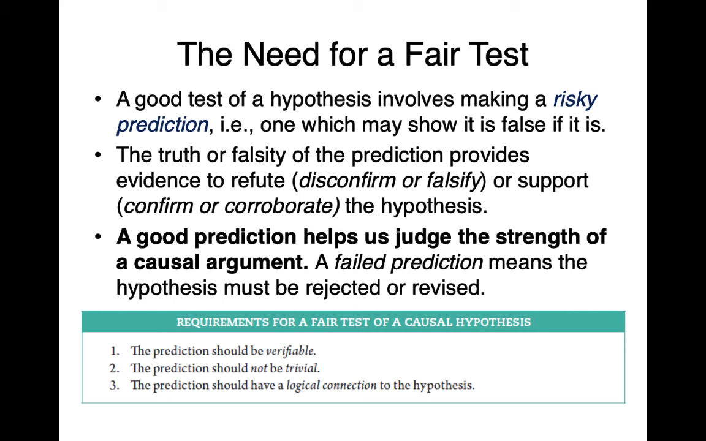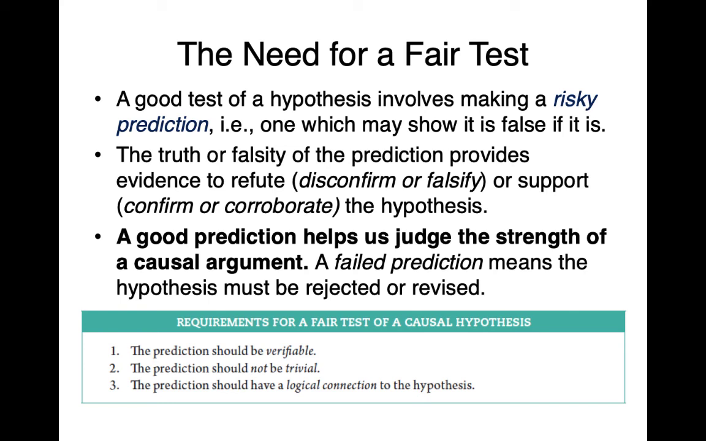The truth or falsity of the prediction provides evidence to refute, disconfirm or falsify, or support, confirm or corroborate the hypothesis. So those are some new terms. Disconfirm, falsify, they mean the same thing. It means refute, show something's false by observation. The term confirm or corroborate is saying something consistent with the story you think accounts for the data. Confirmation doesn't mean prove it's true. In fact, at best, you can only prove a hypothesis is false. And it continues along as long as we don't find that it makes predictions that turn out to be false.